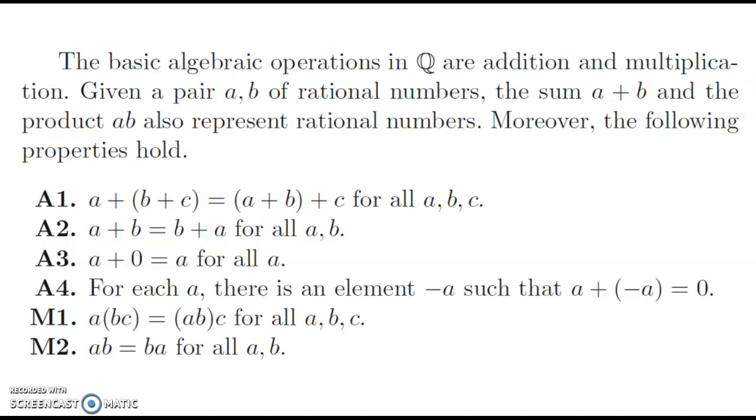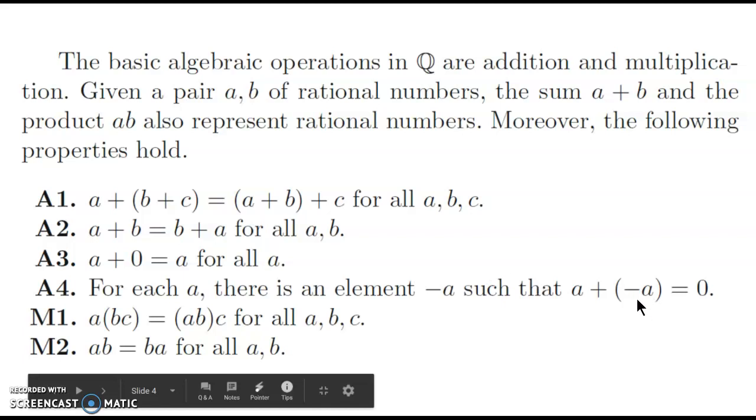What are the addition properties? The first property says addition is associative. The value of (a plus b) plus c is the same as a plus (b plus c) for all a, b, c. The value of a plus b is the same as b plus a. This is known as addition being commutative. That is, you can change the order, but the value remains the same. Next, a plus 0 is equal to a. The fourth addition property says, for each a, there is an element, namely minus a, such that a plus minus a is equal to 0.